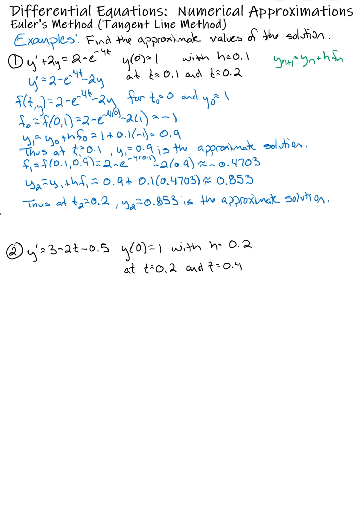Okay, not so bad. Let's try another one. Looking here at example 2, we have y prime is equal to 3 minus 2t minus 5/10 with the initial condition y of 0 is equal to 1. Here our step h is equal to 2/10, and we want to find the solution at t equal to 2/10 and t equal to 4/10.